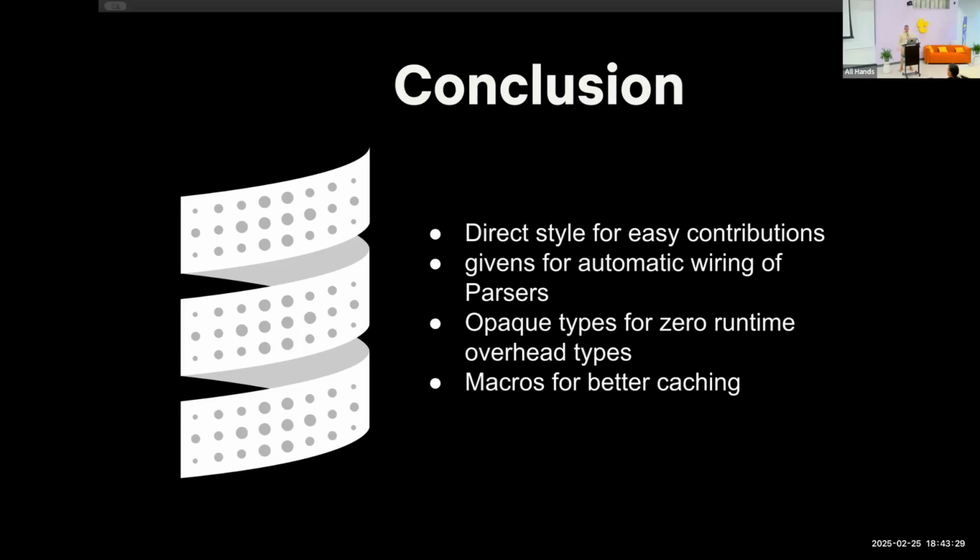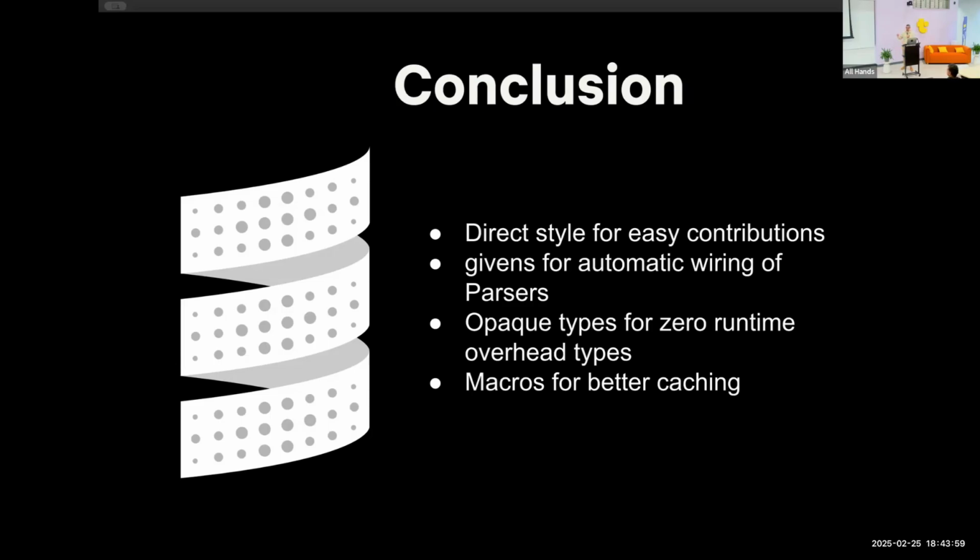Yeah, givens, we use givens for automatically wiring parsers. It's going well. It's easy for Java developers because usually we say, oh, this is like Spring AutoWire, but it happens that compile time is safer and so on, and most of the people get it. We used opaque types for zero runtime overhead types. We don't always use opaque types. I know with this presentation I showed a lot of opaque types.